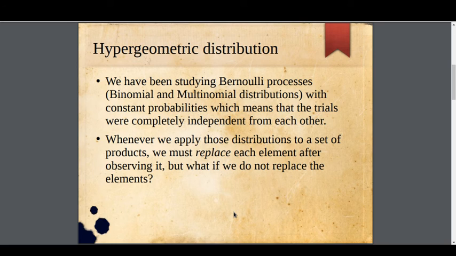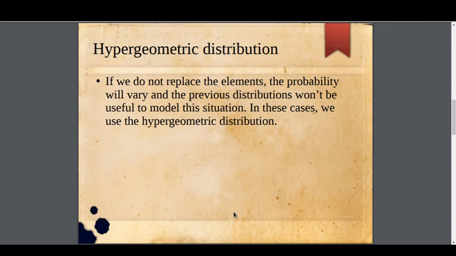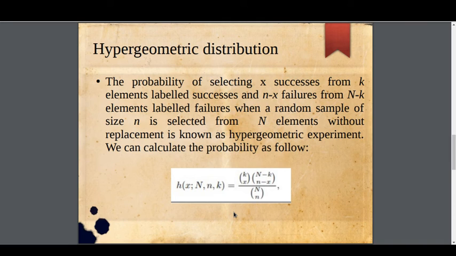However, you might be wondering, what if we do not replace those elements? If we do not replace those elements, the probability of each event changes, and the binomial and multinomial distributions won't work to model those situations. So in these cases we have to come up with a different method to calculate those probabilities, and for that case we have the hypergeometric distribution.